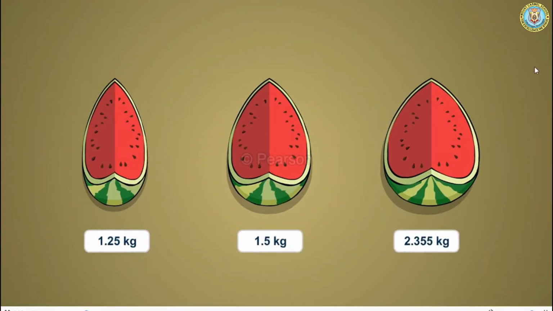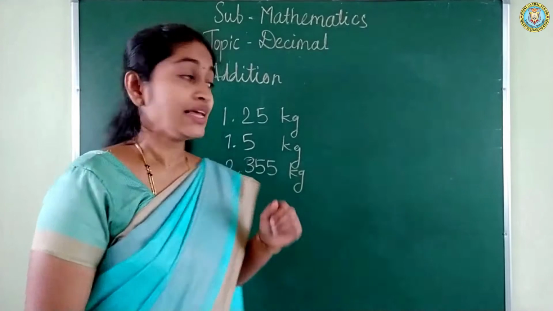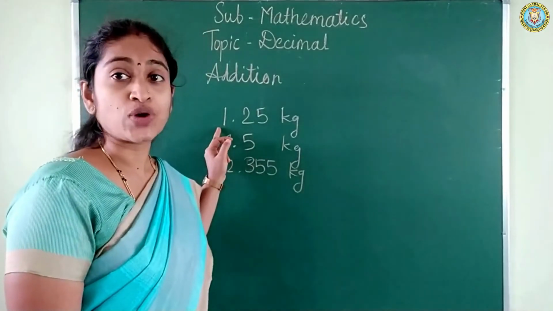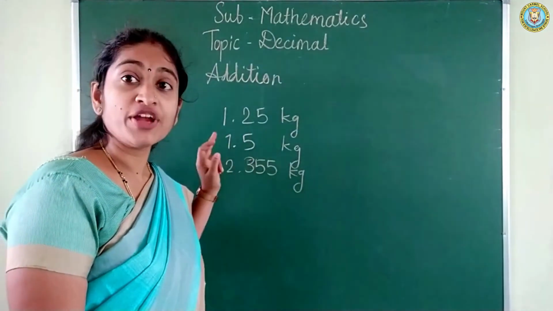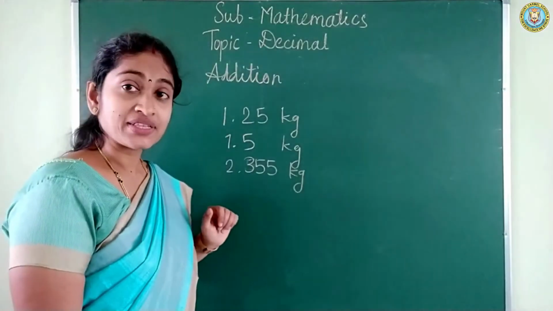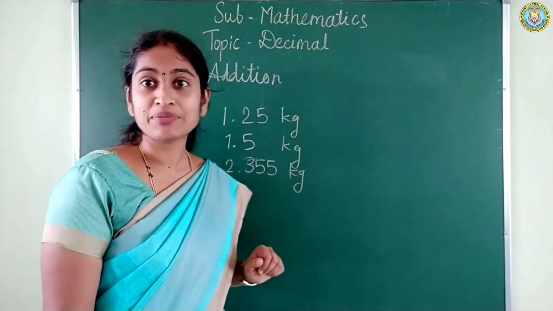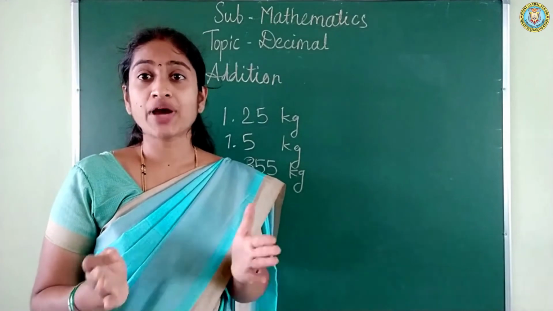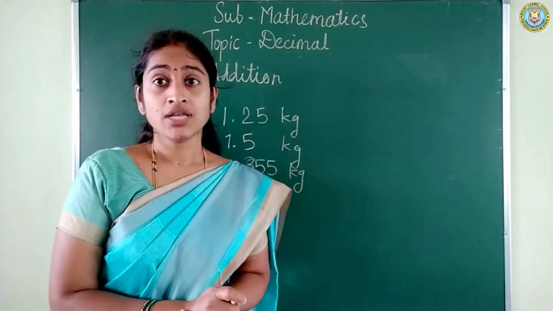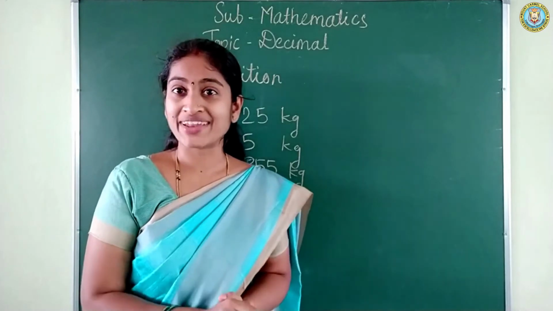Then, what would have been the weight of the whole watermelon? Yes, what is the weight of the 3 pieces of watermelon? One of the pieces is 1.25 kg, and the second piece is 1.5 kg, and the third piece is 2.355 kg. Isn't it, my dear students? Yes. And the boy wants to add these numbers. Now, how to do that? Let us see with this video again.